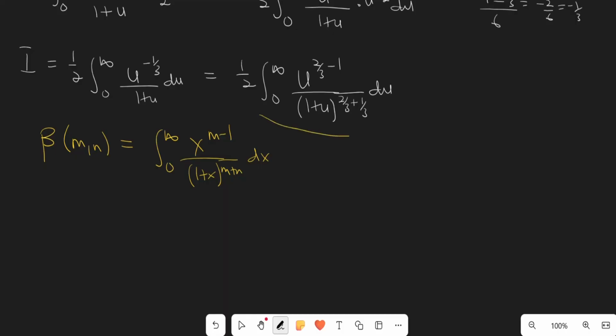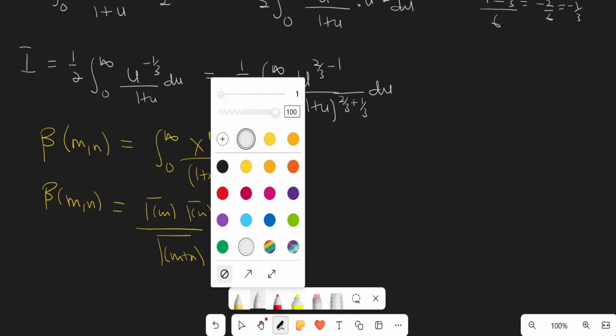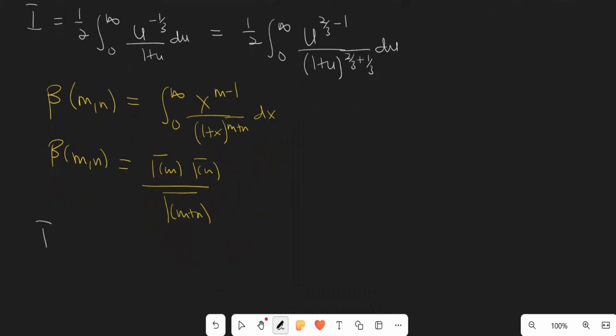So if we look at this, our integral can now be compared to the beta function. And using the gamma representation of the beta function, this is gamma of m, gamma of n divided by gamma of the sum m plus n. And now our integral I, comparing that to this beta function, is going to be 1/2 the beta of 2/3 and then 1/3.